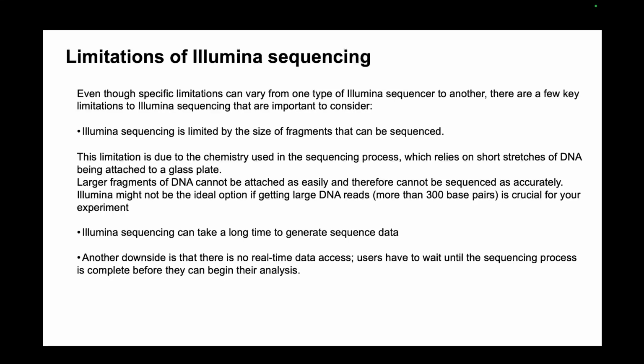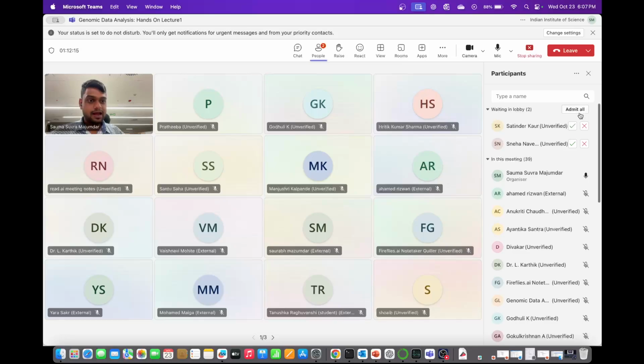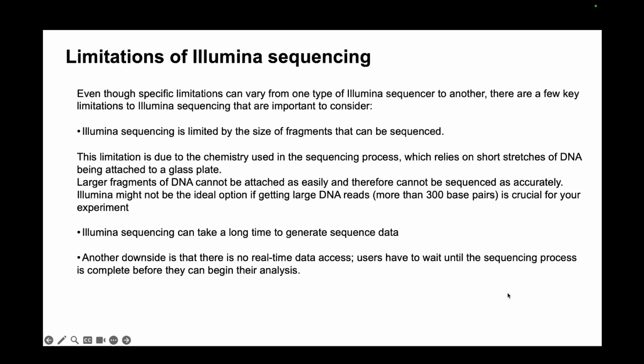So that is the first disadvantage of Illumina. The second is that it can take a long time to generate. As I was saying, the time required is very high, and also you cannot do real-time data analysis because you do not have access to real-time data after the sequencing step has been completed. Only after the base caller identifies the sequences can you do your analysis, right? So you have to wait till the whole experiment gets over. That is a disadvantage for Illumina.